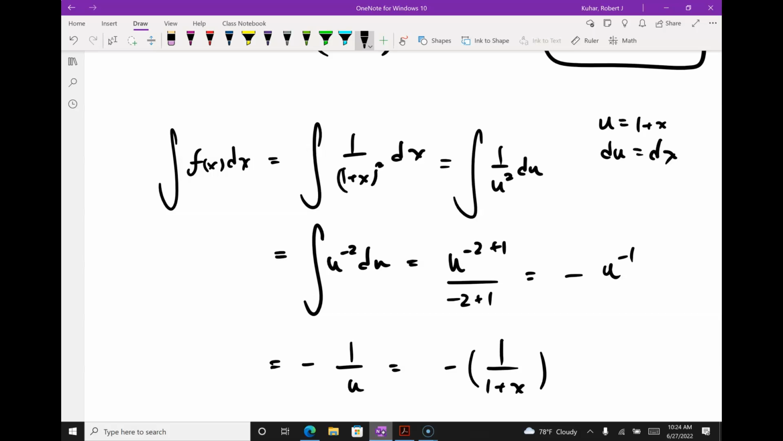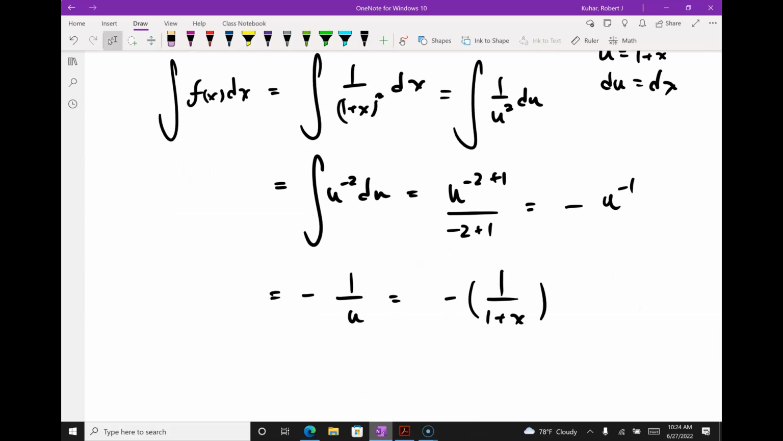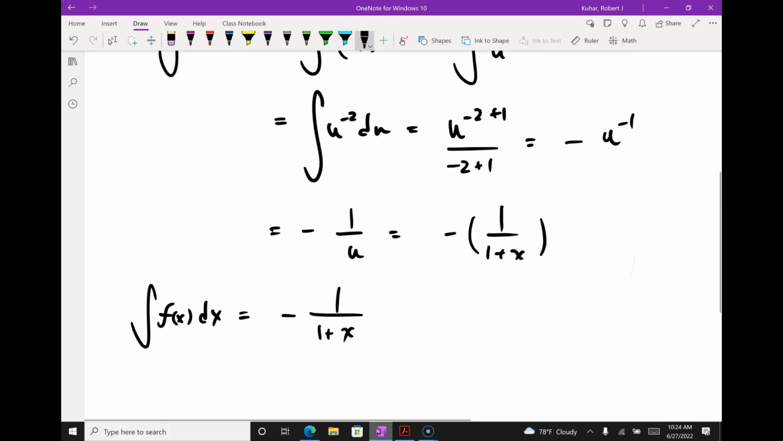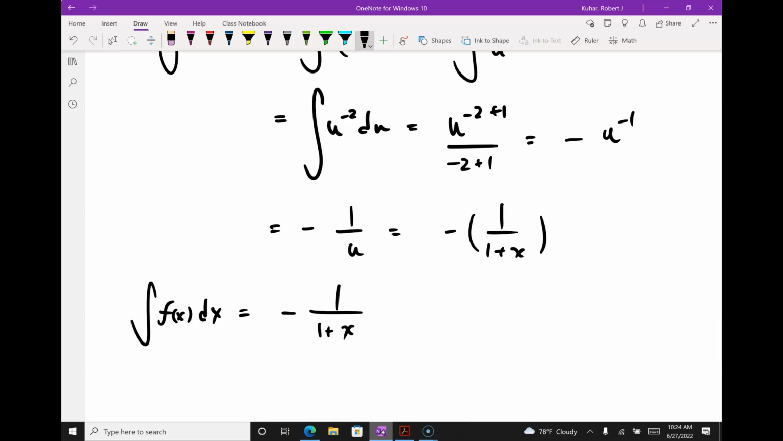That now I can get my power series representation of, and then do what with it? Remember, I wanted a power series for f of x, not the integral of f of x. So what am I going to have to do after I get my power series? Nobody?